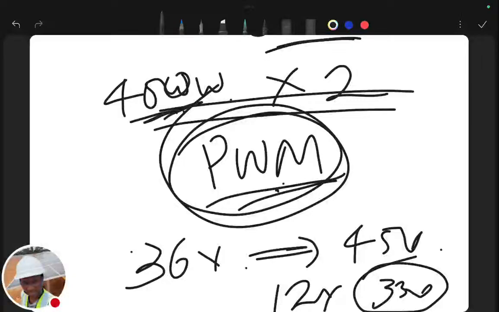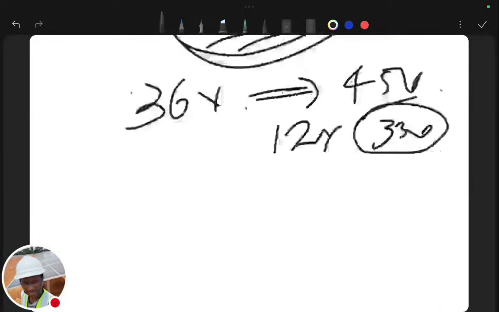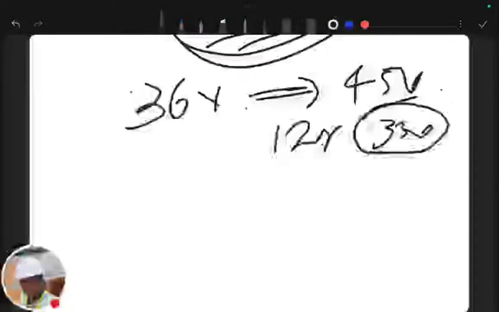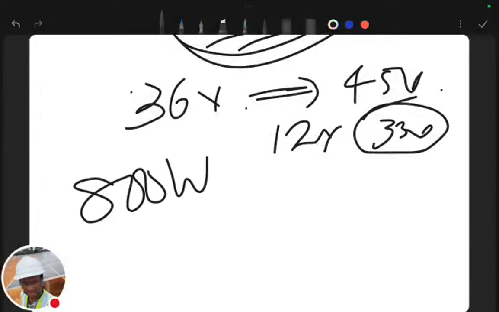So, see the way I'm talking as if I'm preaching. So if you're using a PWM controller, you need the voltage of the panel to be insanely close to the voltage of the battery. So we need to use a 12 volt panel. If we're going to use a 12 volt panel and we want to achieve 800 watts, who can quickly tell me what we should do in the live chat section?